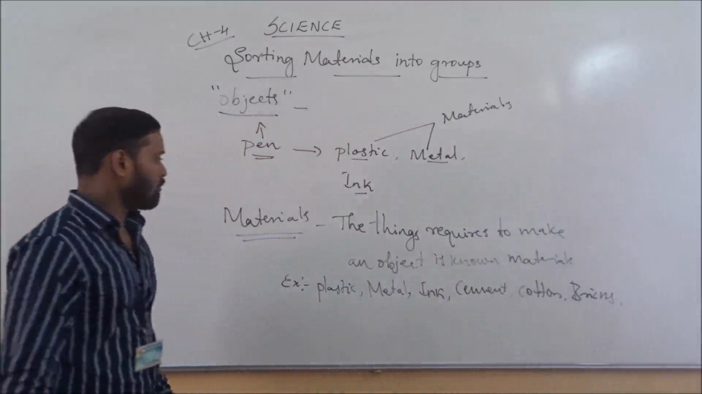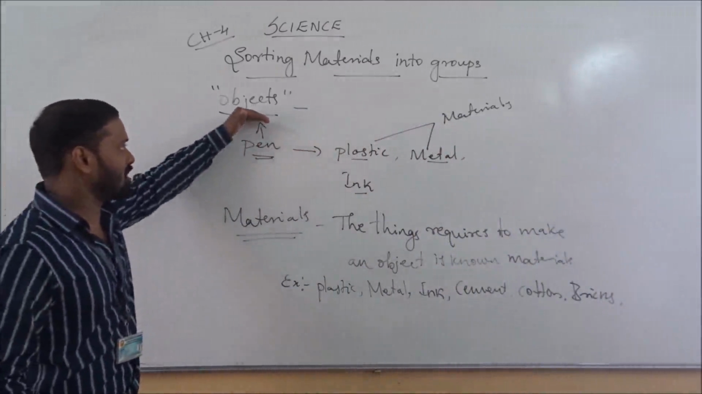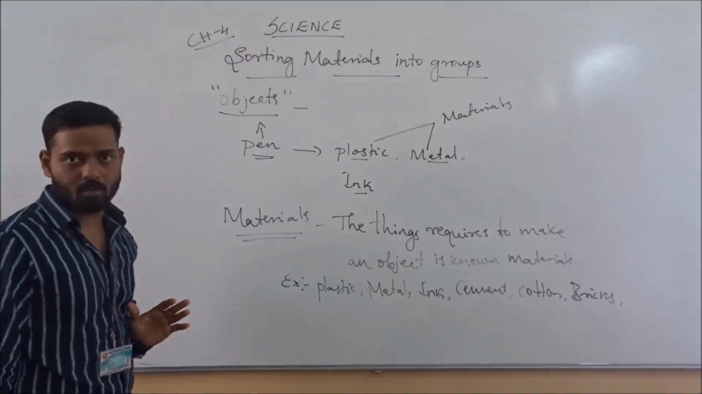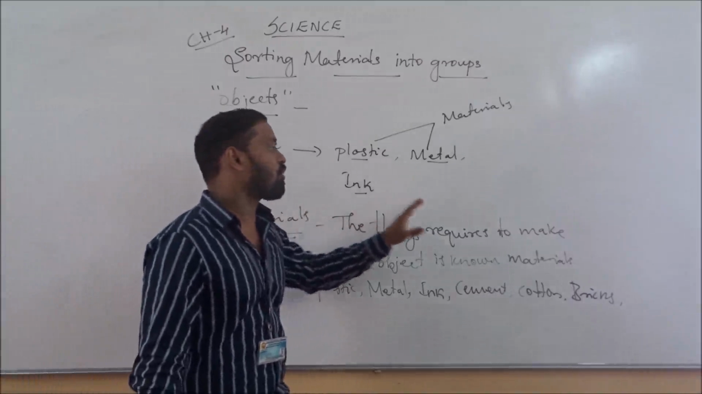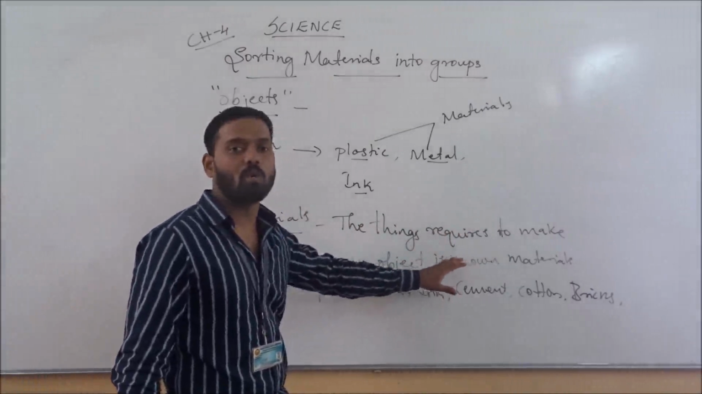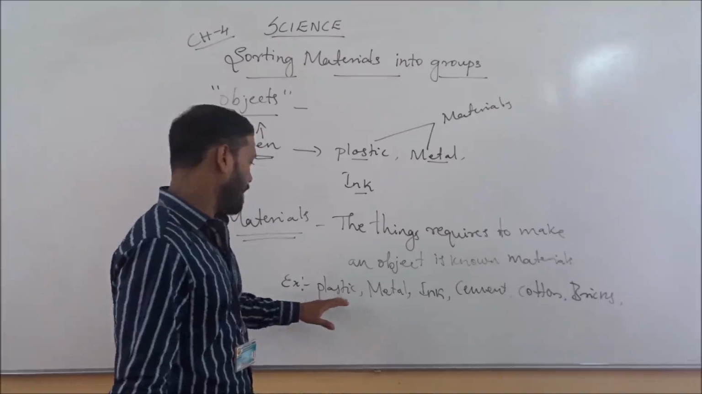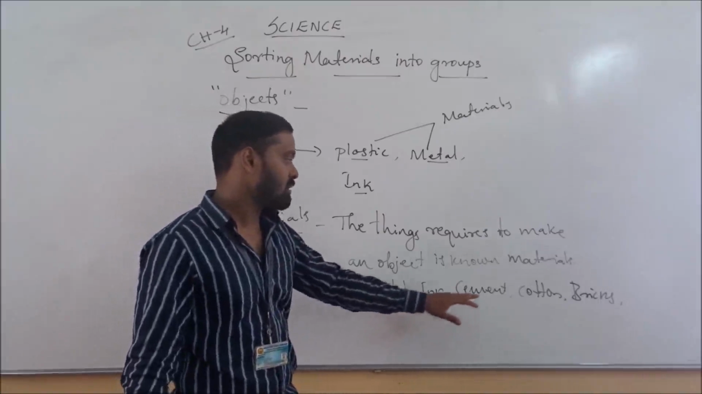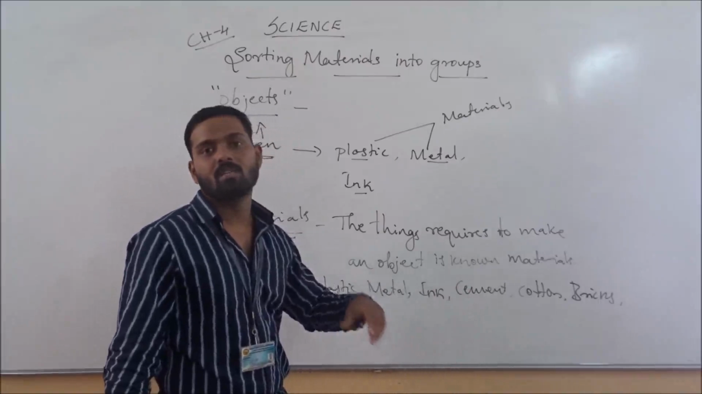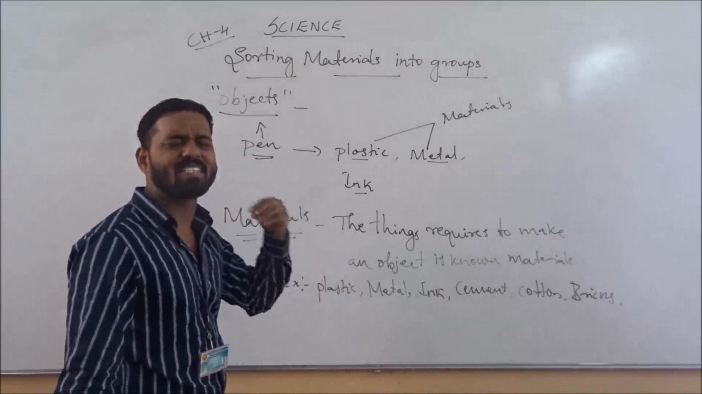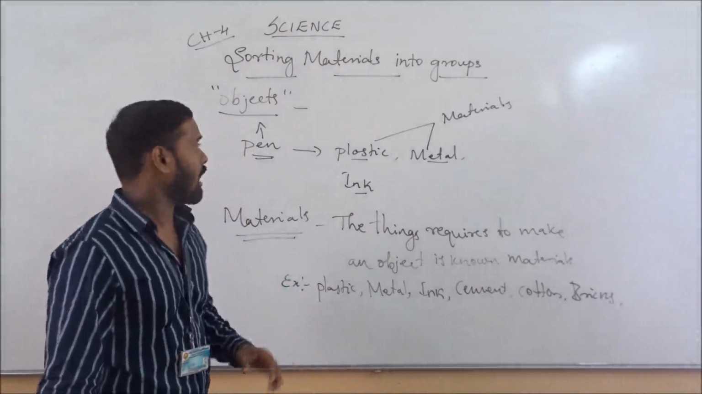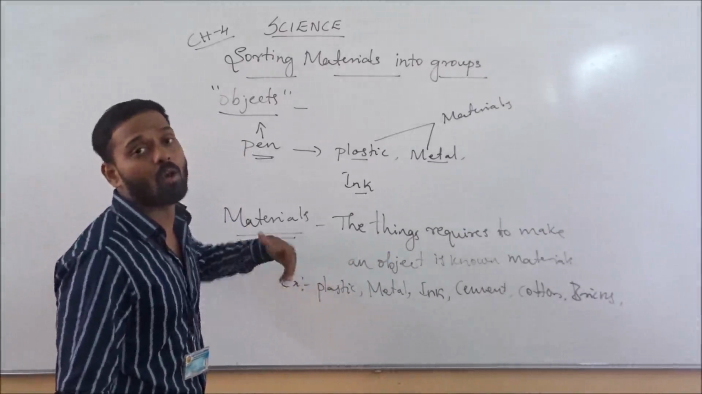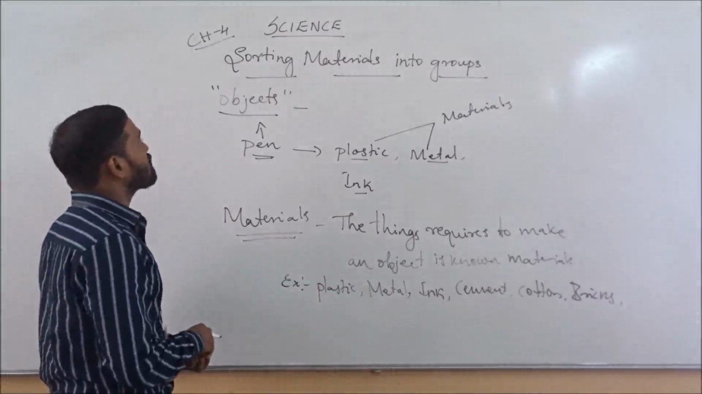So now you understand what objects and materials are. Materials are the things required to make an object. Examples: plastic, metal, ink, cement, cotton, bricks and so on. Numerous materials are available in our surroundings, and using those materials we can make an object.